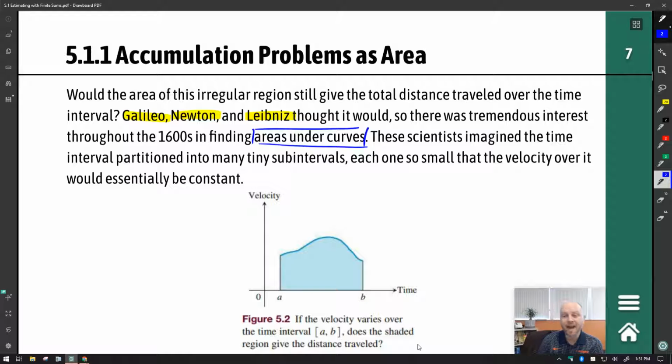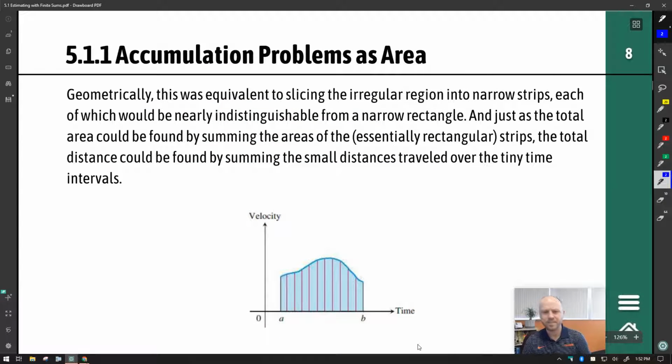Those scientists imagined that the time interval partitioned into many sub-intervals, each one so small that the velocity over it would essentially be constant. What do we mean by that? Take a look at this. Geometrically, their idea was to slice the irregular region into thin, narrow strips. Each of those strips would be nearly indistinguishable from a narrow rectangle.